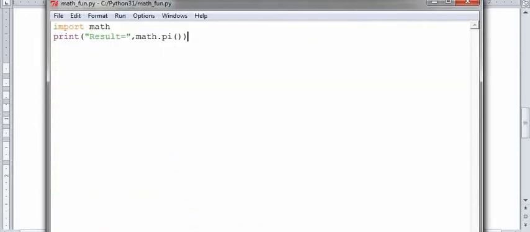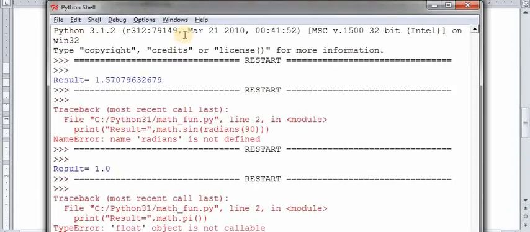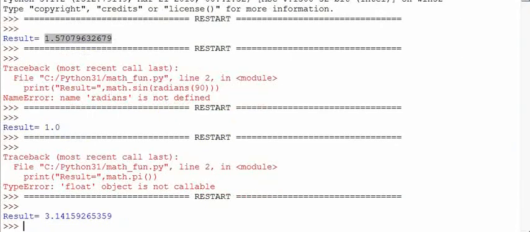What is the value of pi? There is no parenthesis here, I think. So this is the value of pi. Okay, you can directly use the value of pi.